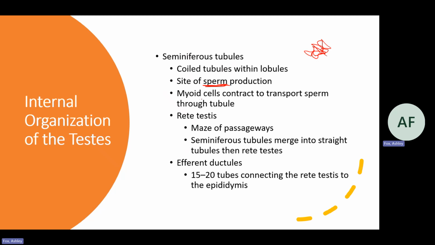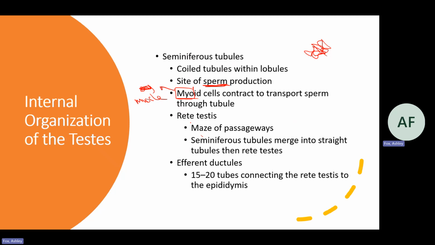There's also what we call myoid cells. So remember, myo is muscle. So these, spelling myo again, muscle cells. These are actually contractile cells that can help move sperm through the tubule. So as it's produced in each step that goes along, it needs to be transported. So then once it's ready, it's in the right place.